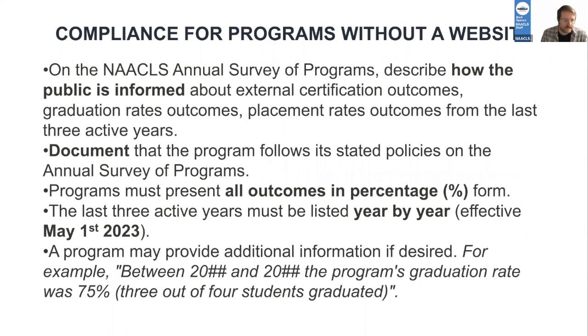NAACLS does not require programs to have websites. They only require that these items be readily available to current and prospective students, and some programs do that through other ways. So you need to describe on the annual survey of programs how the public is informed about the 3 required outcomes that we require in Standard 4 to be publicized. You must document that the program follows the stated policies you articulated in your annual survey of programs. Programs must still present all outcomes in percentage form, must still post the last 3 active years, year by year, and are still allowed to add additional information as necessary.